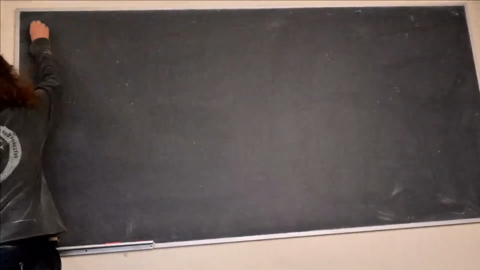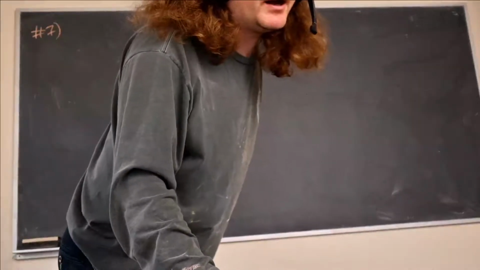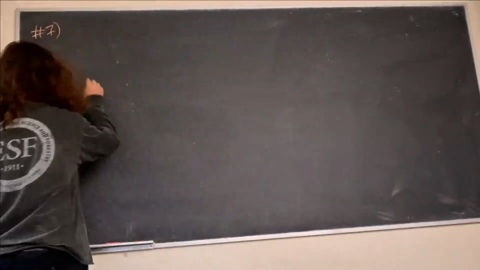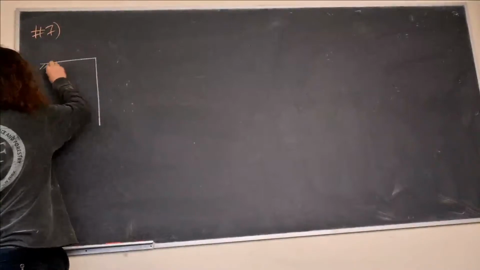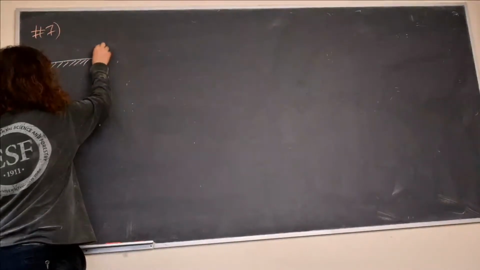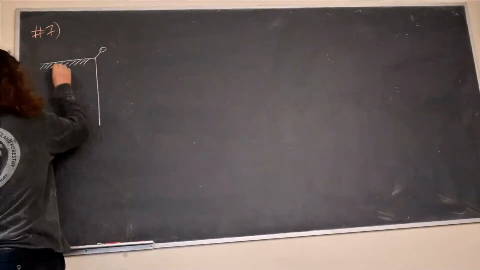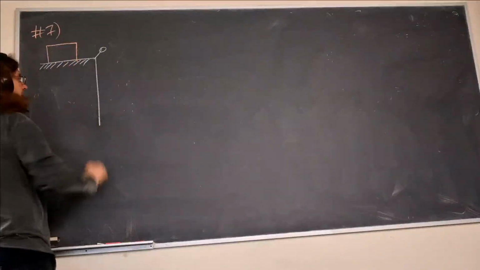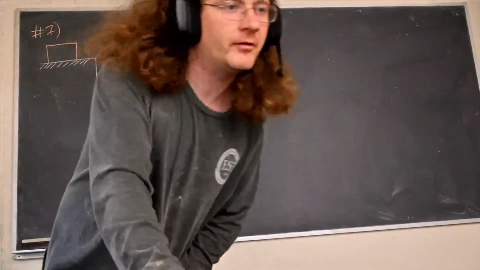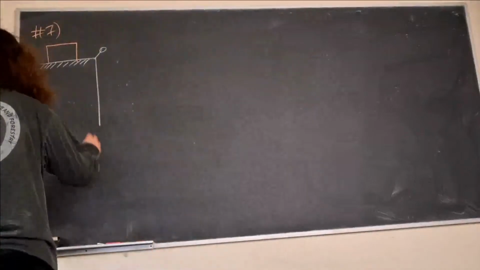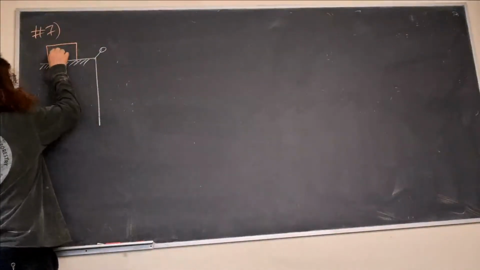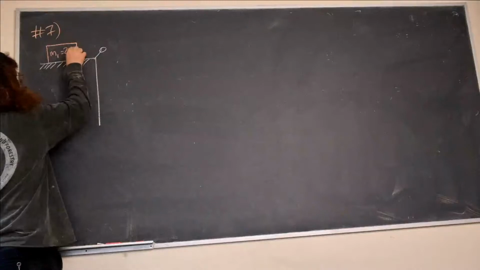All right, this is number 7 on the practice exam. So problem 7 asks you to imagine a table. There's friction on the surface of the table. There's a pulley. We have an object sitting on the table. The one on the table has a mass of 2 kilograms. So M1 equals 2 kilograms.